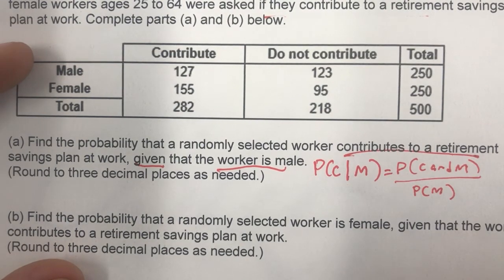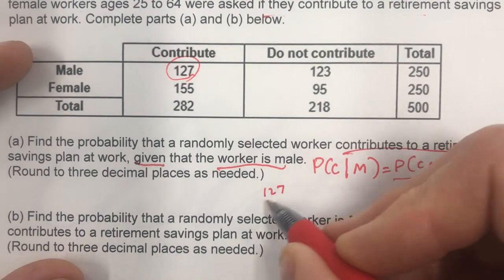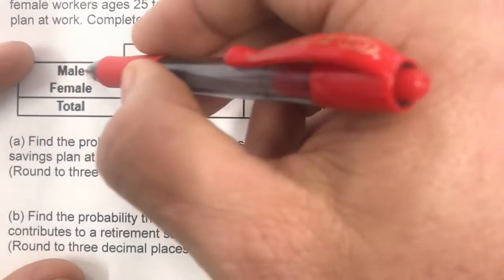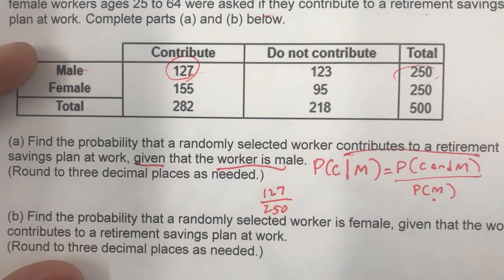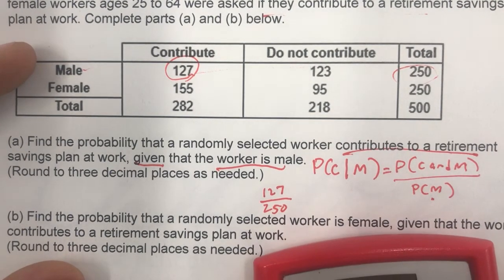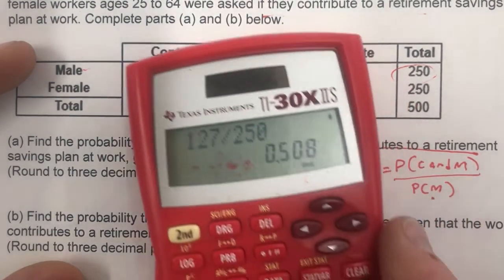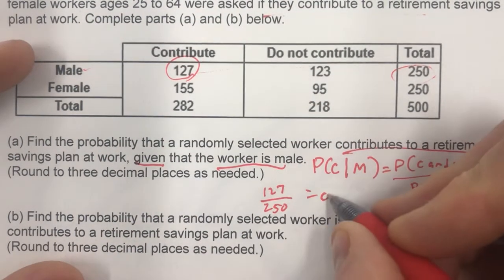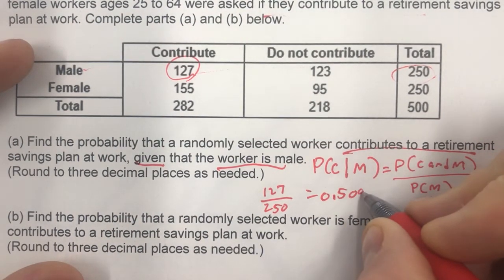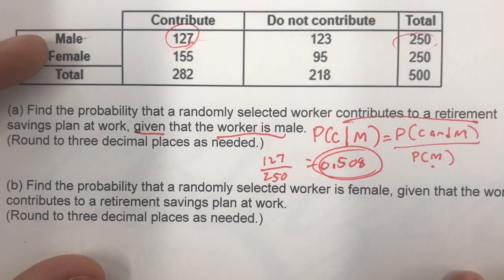All right, so they contribute and they're male would be this right here, 127. The probability that they're male is right there, 250. So just divide those. All right. 127 divided by 250. All right, 0.508. Look at it, it's already 3 places. Okay, and the last one down here.